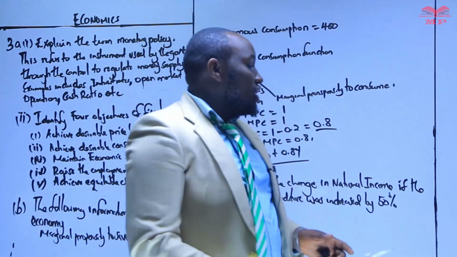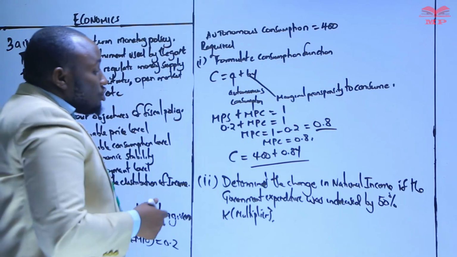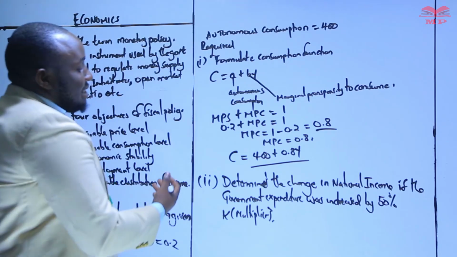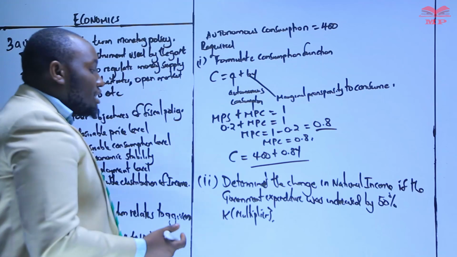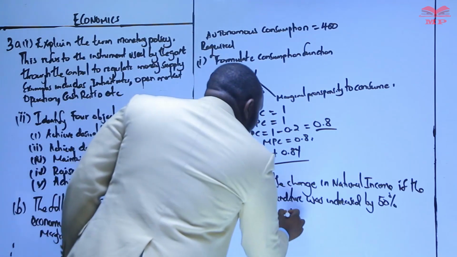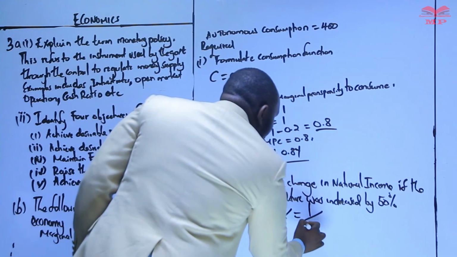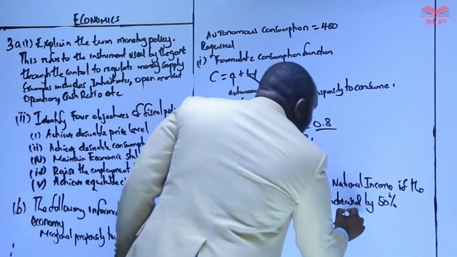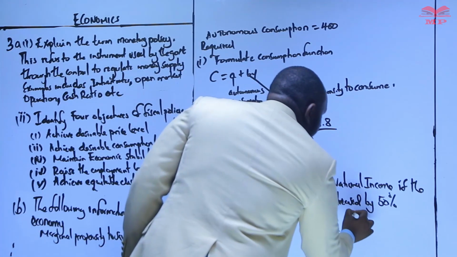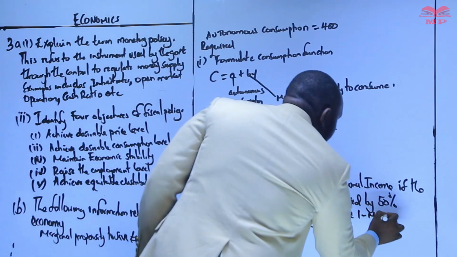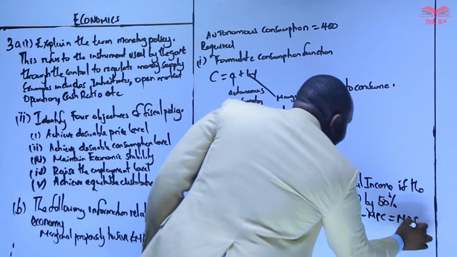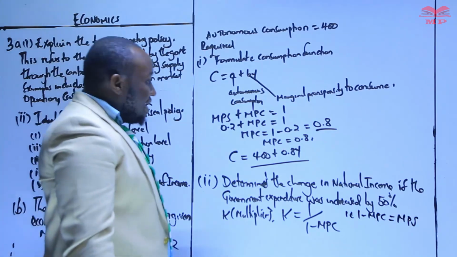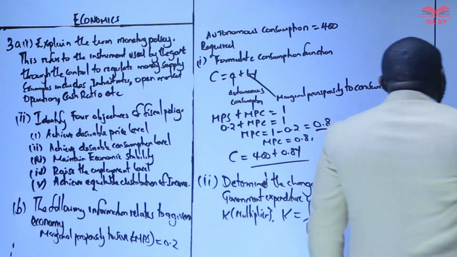So we've been asked the change in national income. What we need to multiply with the exogenous factor, which we have as the government expenditure, is the multiplier. We said that the multiplier, which we've defined, is equal to 1 over 1 minus MPC. And 1 minus MPC should be equal to MPS. So we have the multiplier, which is K.